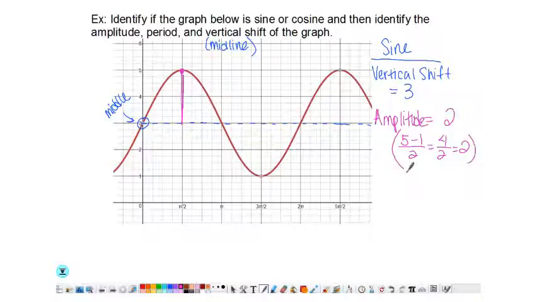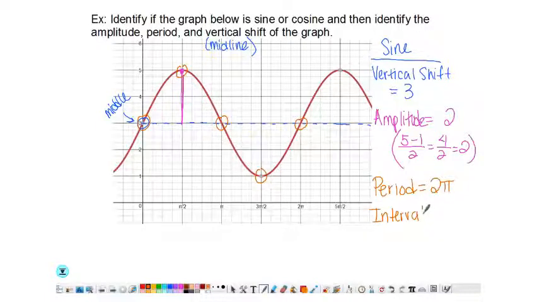And then we want to find the period of our graph. The period is how long it takes to repeat. So I need to do an on, above, on, below, and an on point. That takes me from 0 to 2 pi, so our period is 2 pi. Which would also tell me that the interval of this graph, how far apart the critical points are, is 2 pi over 4, or pi over 2.